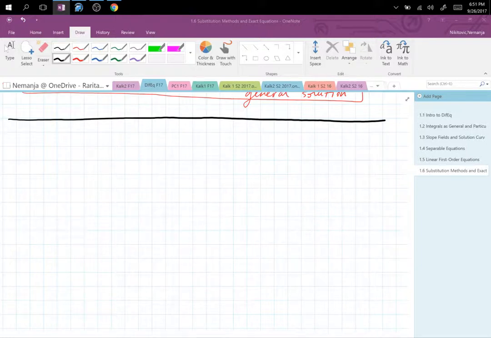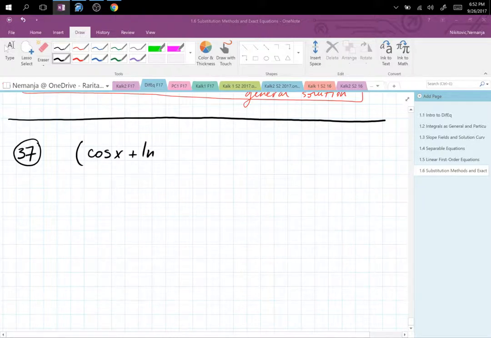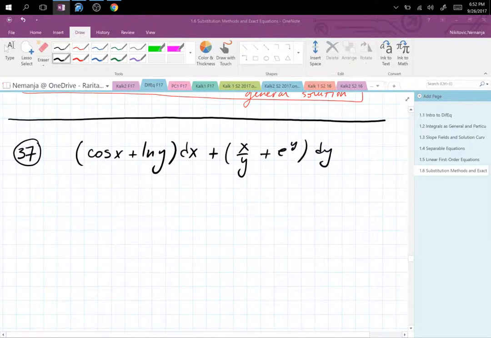Are you ready? Excellent. Problem 37. You're going to love this, I promise, because the functions are user-friendly. We have cosine x plus ln y dx plus x over y plus e to the y dy equal to 0. See? Nothing to worry about. This is problem 37 in your textbook.